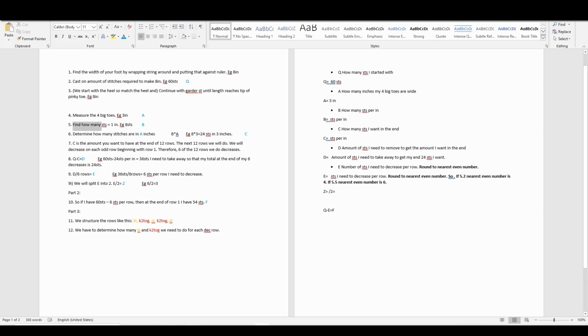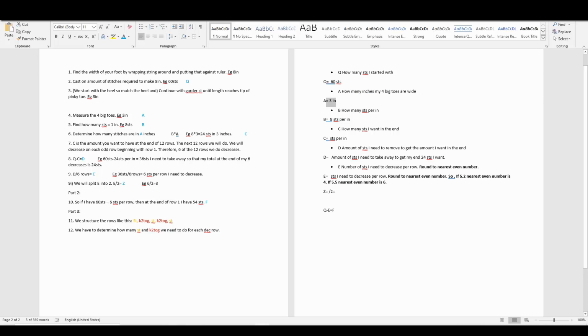The next one, B. So now we want to find out how many stitches are in 1 inch. So I'm going to take my piece and I'm going to put a ruler against it and count how many stitches makes an inch. So for me, based on how I knit, it was 8 stitches makes an inch. Write that down. So that's going to be variable B. So 8 stitches per inch. The next variable, we're going to determine how many stitches are in variable A, inches. So variable A was 3.